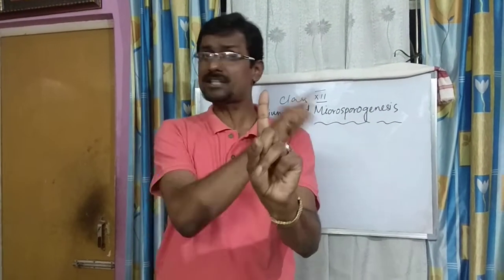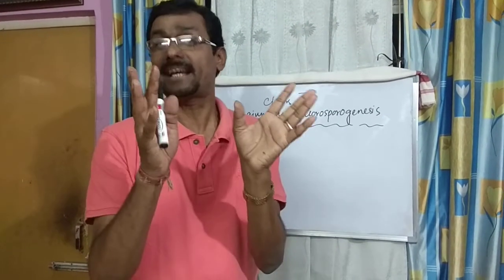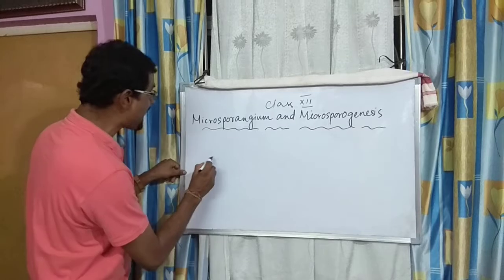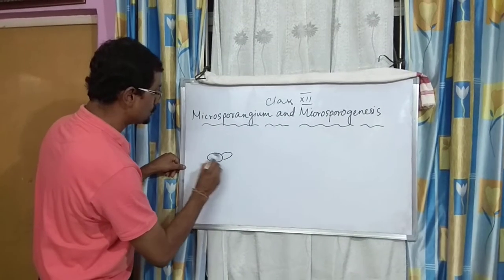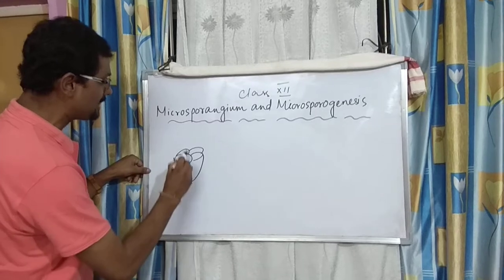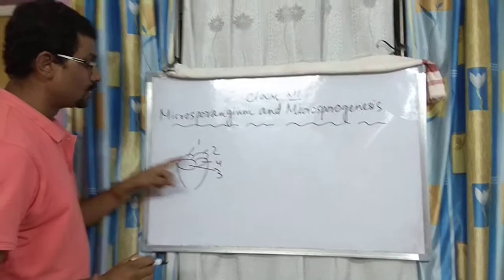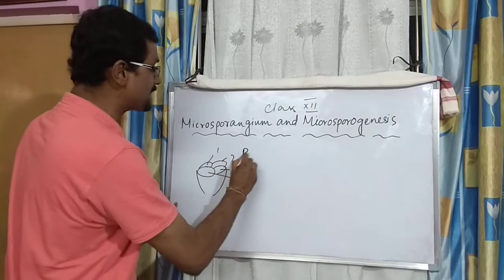When a transverse section is made, how many sacs do we find? Yes, 4 sacs. That is called the pollen sac. Like this, 4 sacs are there. 1, 2, 3, 4. This is called what? Pollen sac.